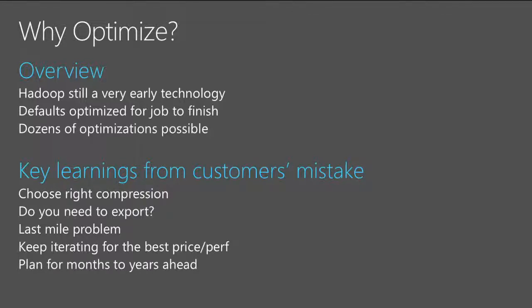And finally, plan for months to years ahead. In general, as time goes on, data keeps increasing. Your user code keeps increasing. So what works today will not work in 6 months. So make sure you understand your scenario, ask the right set of questions. And with that, you should now think about how you can go ahead and optimize.